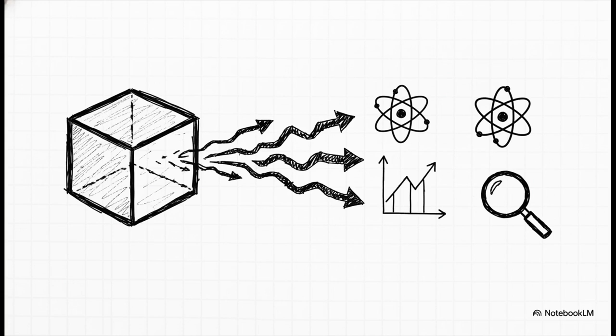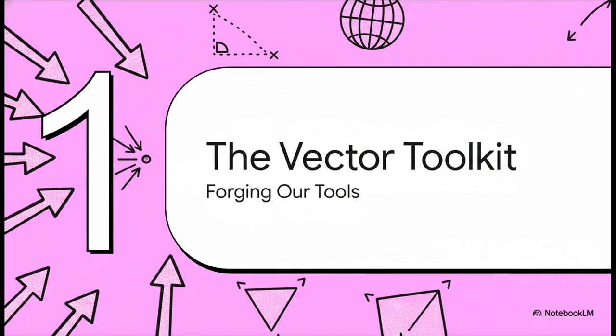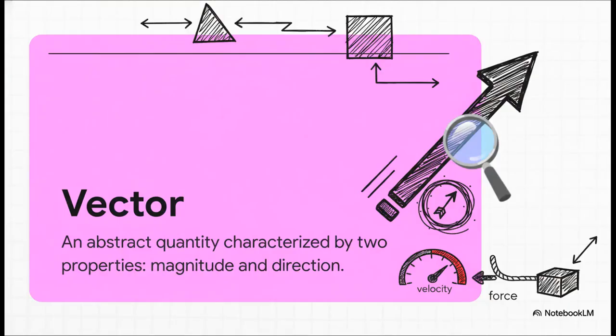Okay, so to solve this puzzle, we need to think a little differently, almost like a physicist. We're going to build a toolkit from the ground up to crack this geometric mystery wide open. First up, we need to get a handle on our main tool. So what exactly is a vector? Think of it as an arrow in space. It's not just a number. It tells you how much and which way. This is perfect for describing things like displacement, velocity, or force.